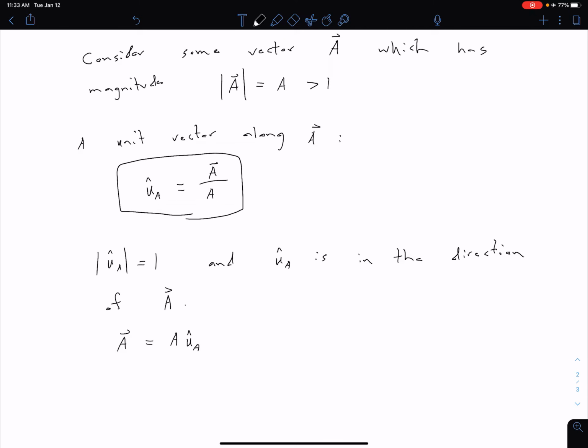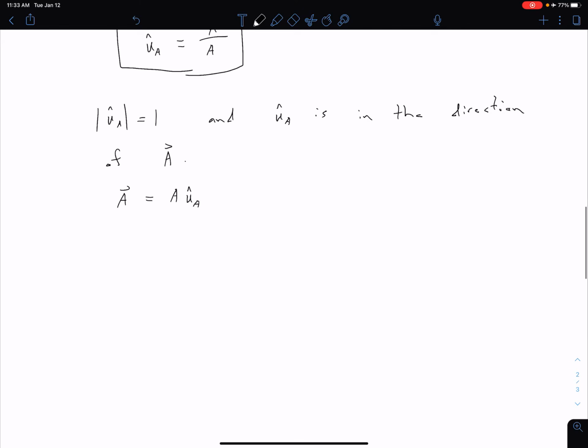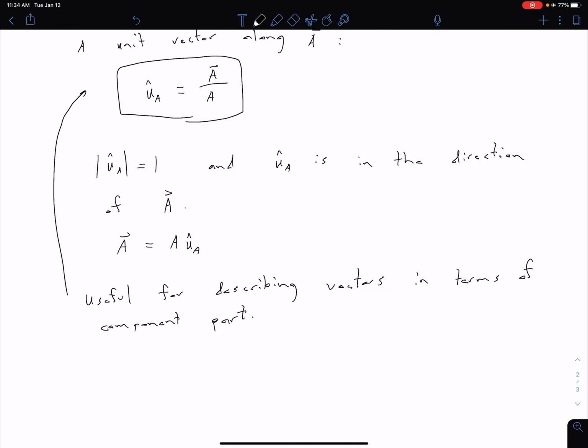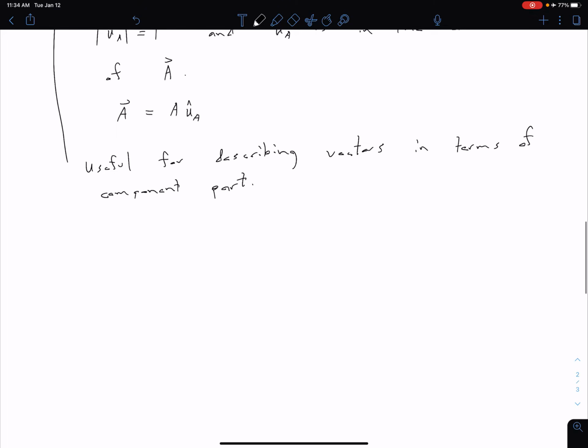So why do we want to bother with this unit vector? Well, our unit vector is going to be useful for describing vectors in terms of their component parts. That'll become a lot more evident later on, but we'll see that even in some of the examples in the following pages as well. So let's look at a specific case.